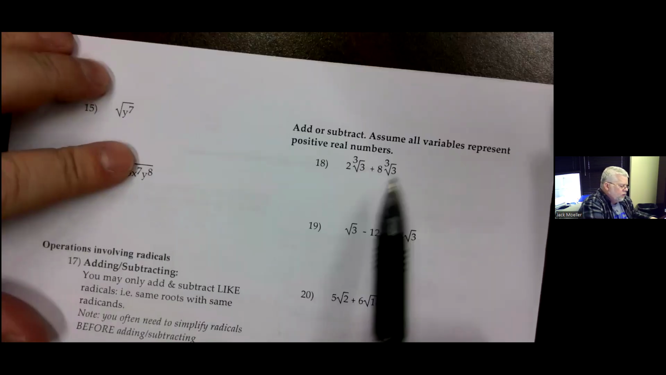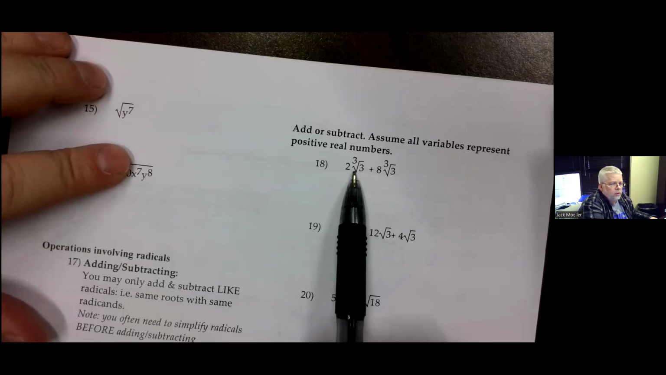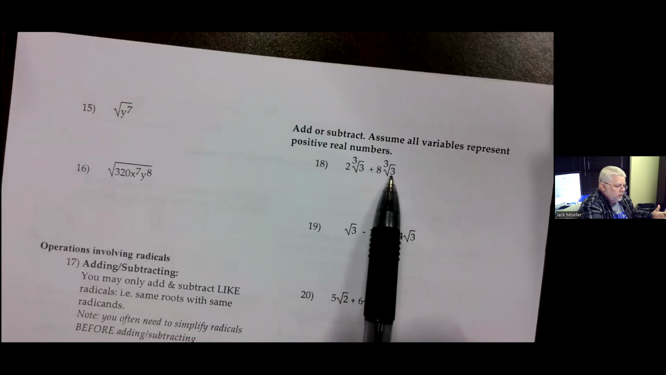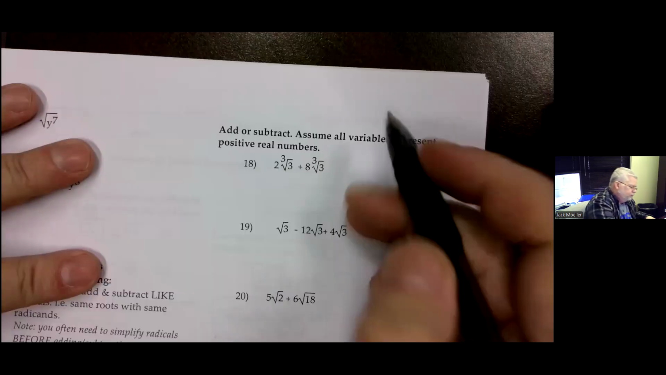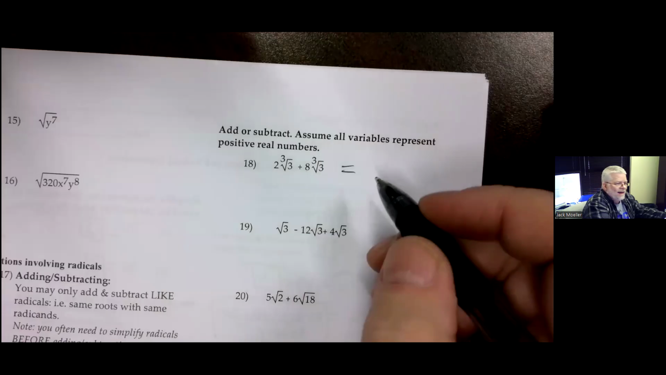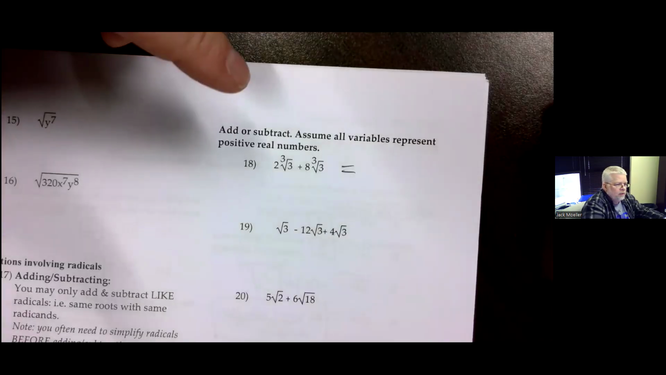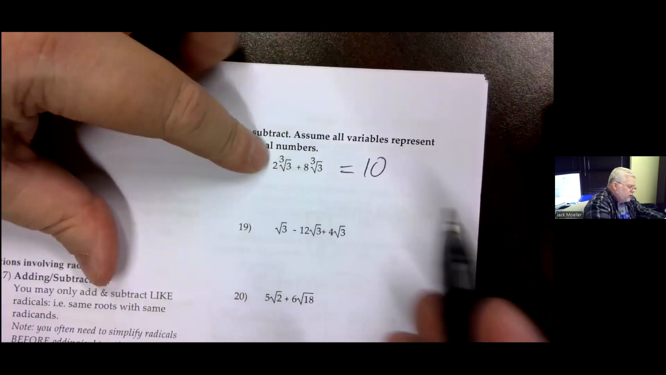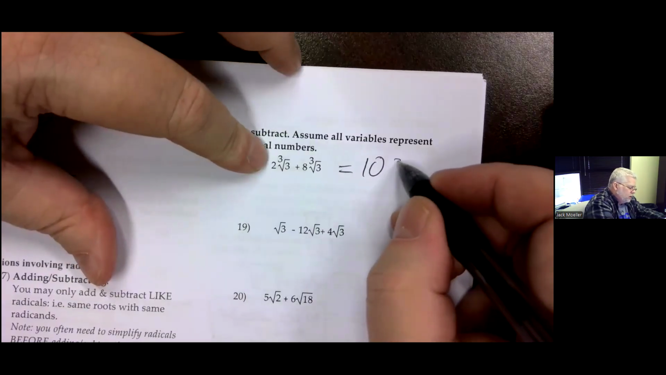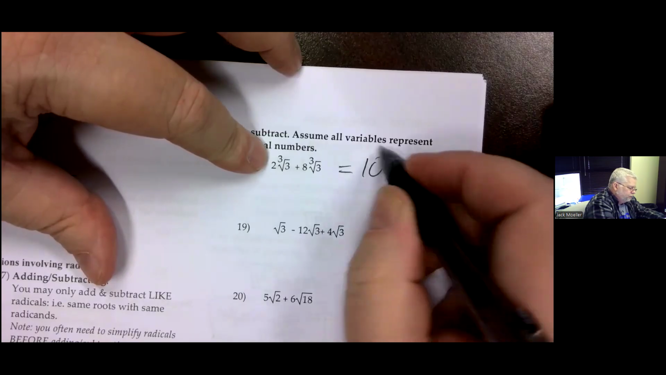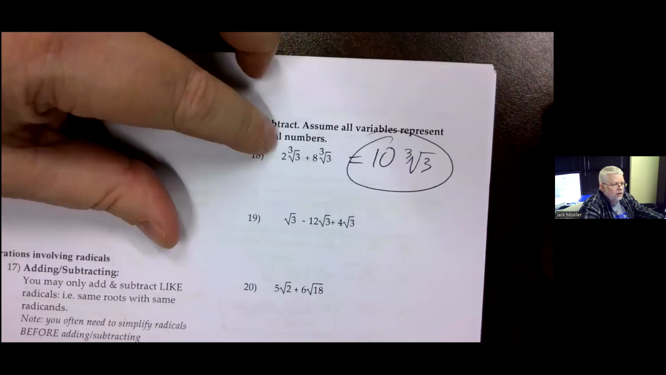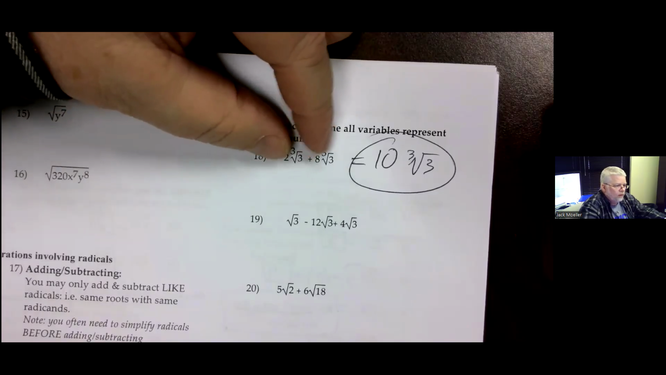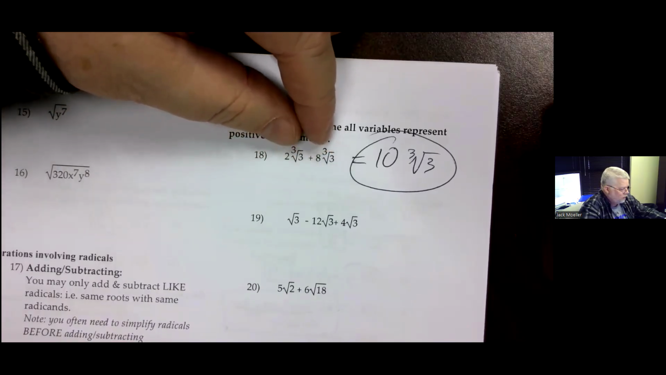Okay. So if you have 2 cubed root of 3 plus 8 cubed root of 3, how do you add those? Think of it as a fraction, or think of it as like an x. So if you had 2x plus 8x, what is that? That's 10x. Well, 2 cubed root of 3 plus 8 cubed root of 3 is 10 cubed root of 3. So when you're adding subtracting like radicals, you're adding subtracting the coefficients, keeping the radical the same.